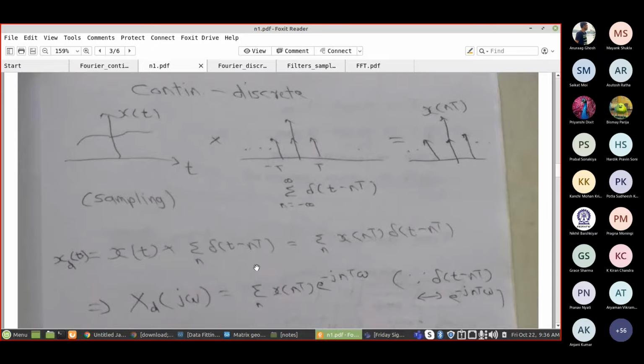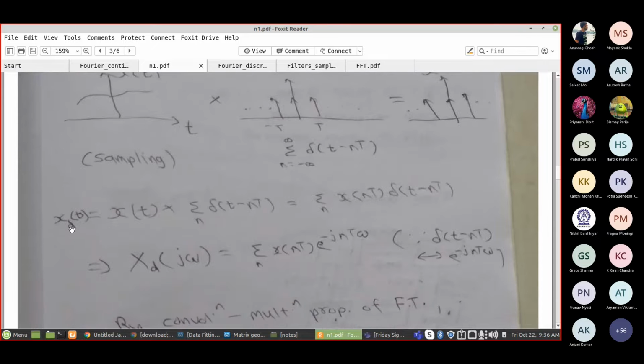So let me show that in here. x d of t, this discrete signal, this sampled signal, is the same as x of t multiplied with this train of impulses. So that gives us x at these instances, small t equal to integer multiples of capital T, times the Dirac delta function. So this is this sampled signal, and let us try to find the Fourier transform of this sampled signal. Let's see what we get.